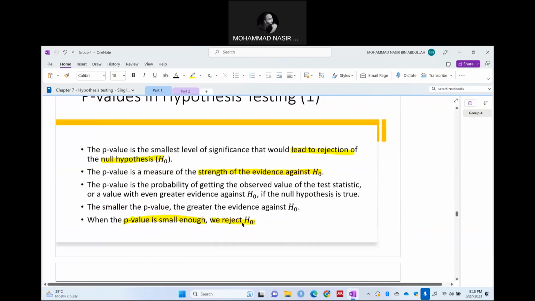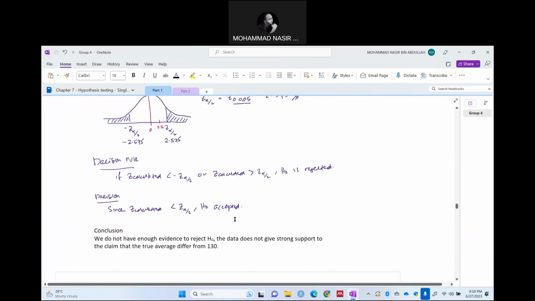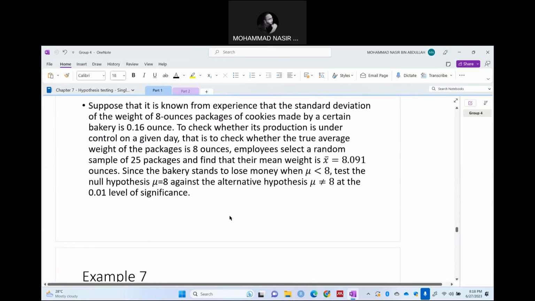All right, let's look at example number 8. This one.